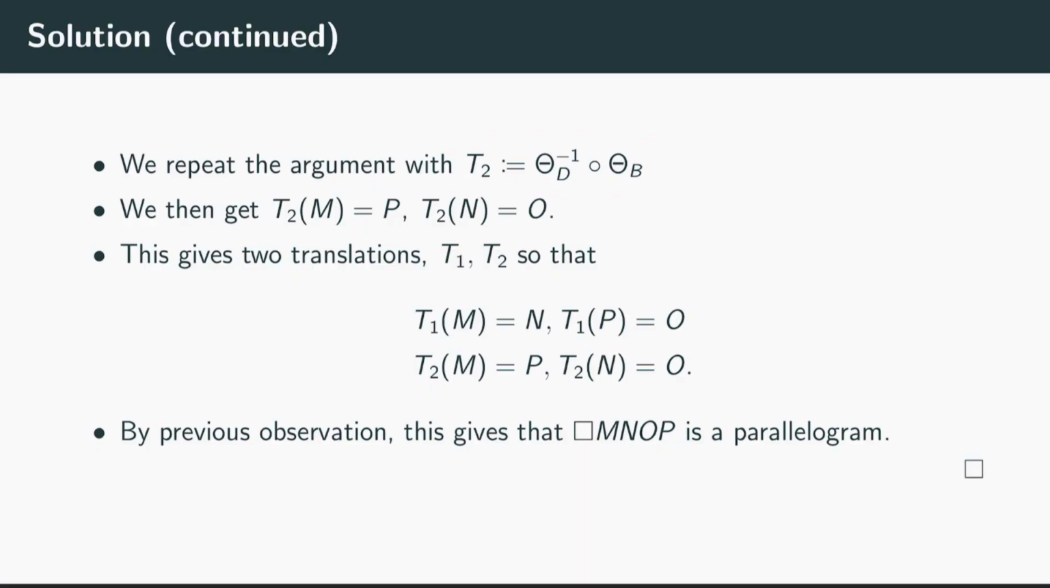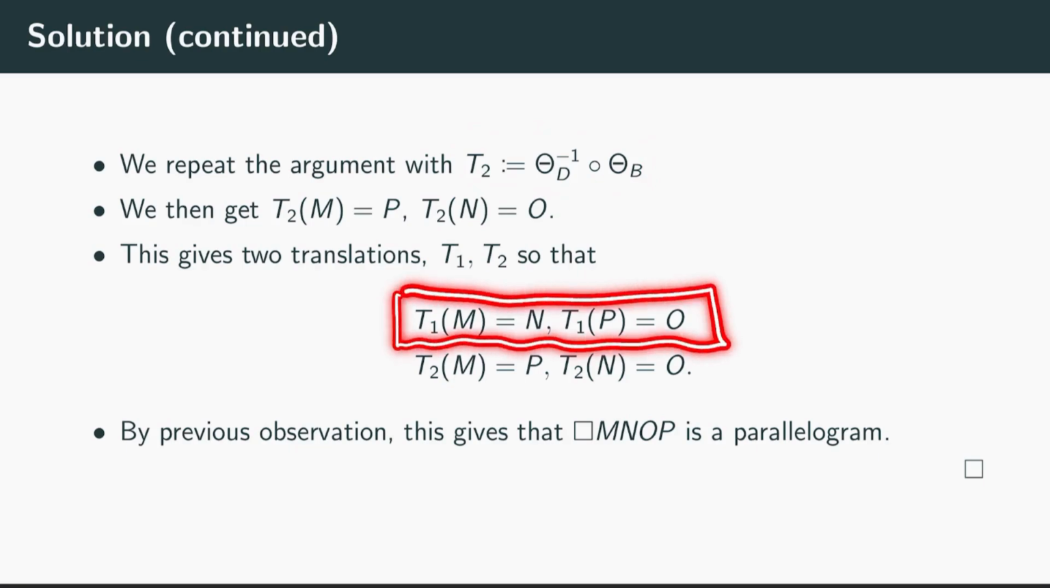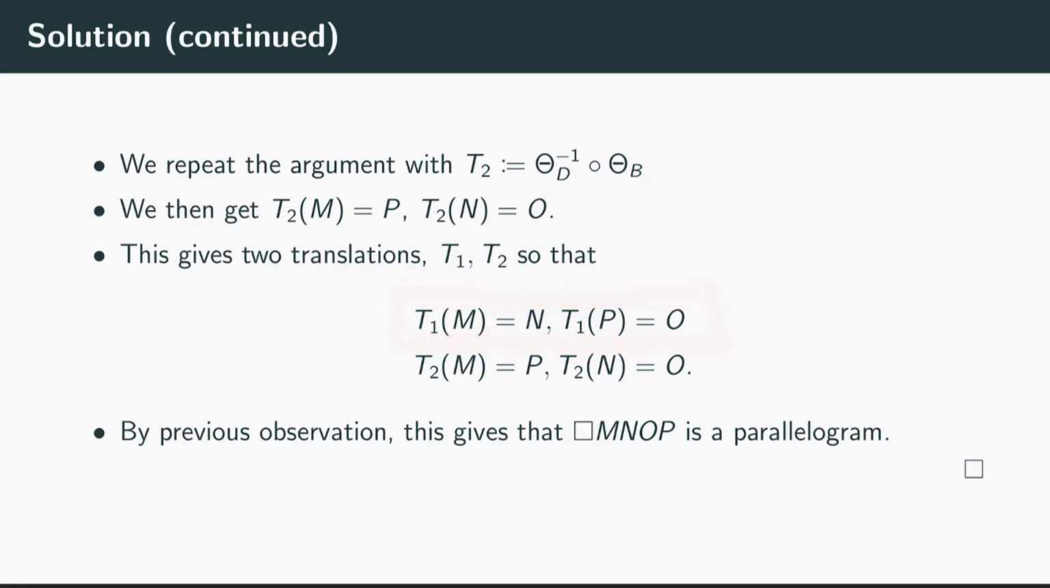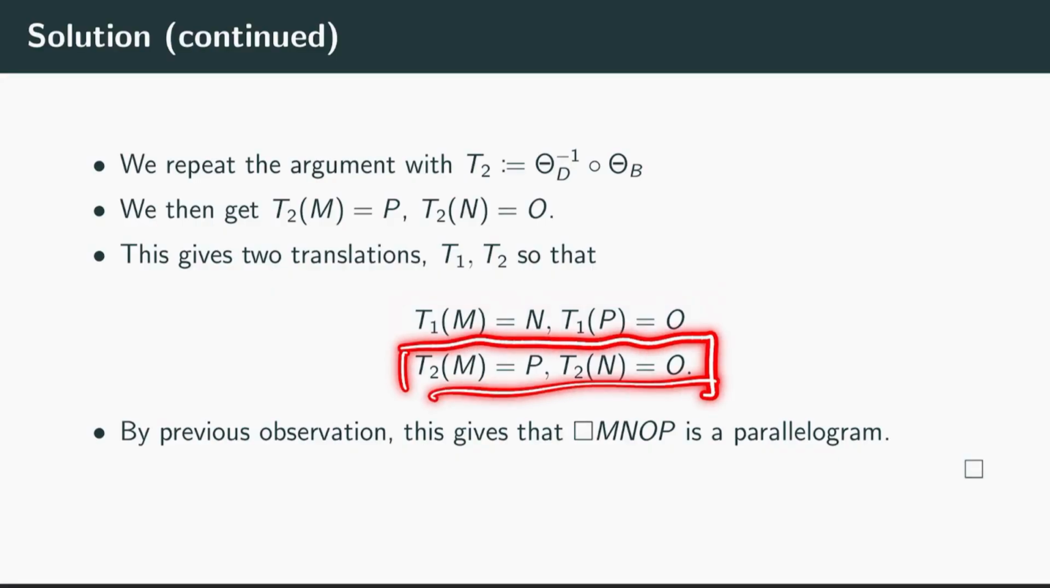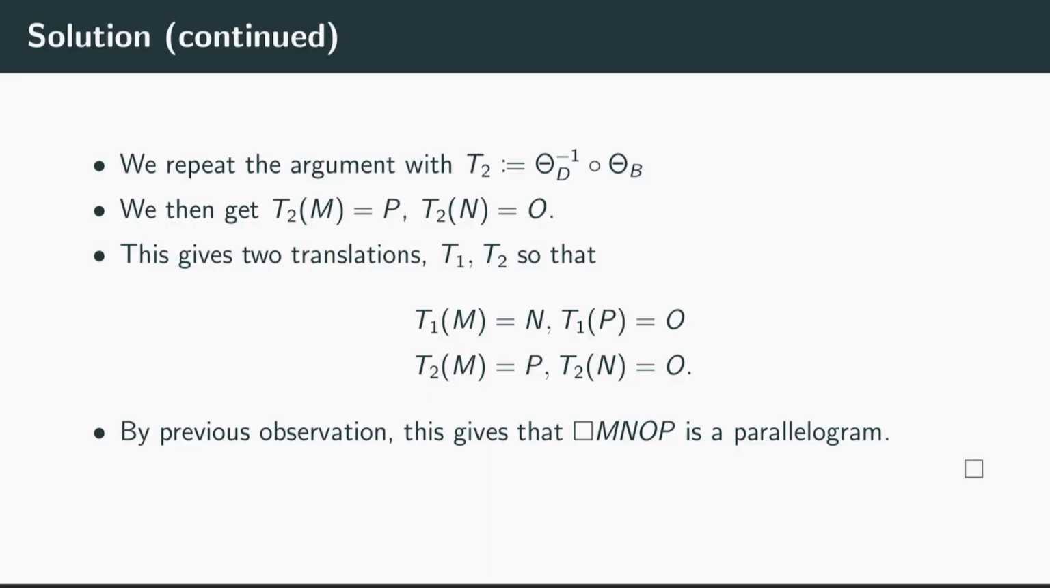And putting this all together, we have two translations, T1 and T2. The first translation, T1, sends M and P to N and O, and the second one sends M and N to P and O. And that's exactly what we needed to show that MNOP is a parallelogram. And that completes our proof. Right? That was a pretty involved argument, kind of messy, but it really leverages what we know about these isometries in a very fundamental way.